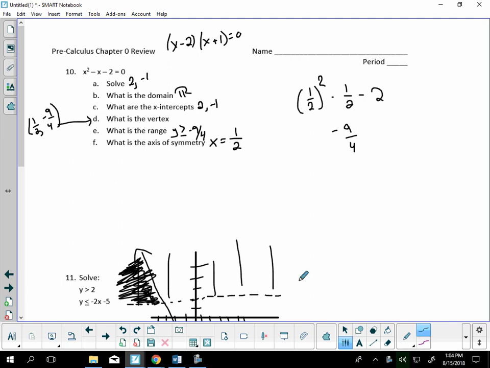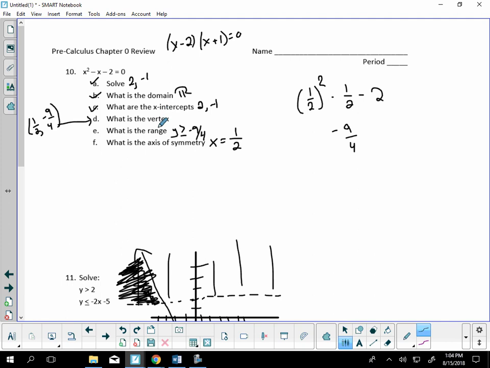On number 10, we need to solve it, and when you solve it, you can factor and you get 2, -1. Solving and the intercepts are the same thing. So if you see both of those questions, they should be the same answers. The domain is all real numbers. That's never going to change.